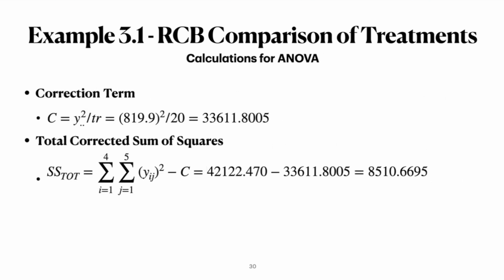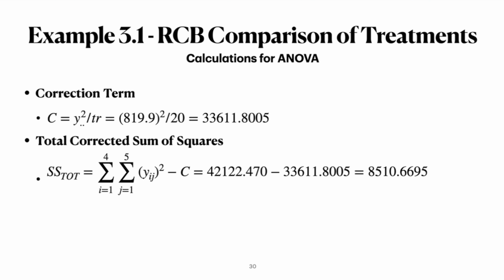And so once we have that, then it's very easy to calculate the correction term. We just square that sum, divide by the total number of observations, which for a randomized complete block design is T times R, the product of the number of treatments and the number of blocks. And so anyway, we divide that by 20, and we get 33,611.8005. So that is the correction term that we subtract from the uncorrected sums of squares for the total, for blocks, and for treatments. Next, we calculate the total corrected sum of squares.